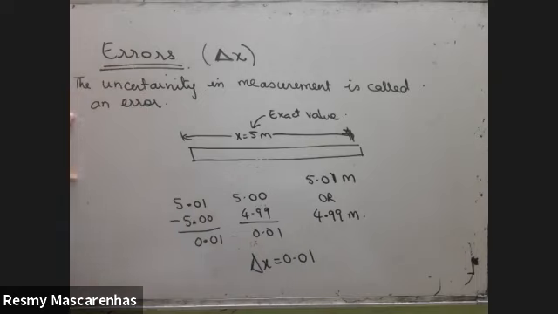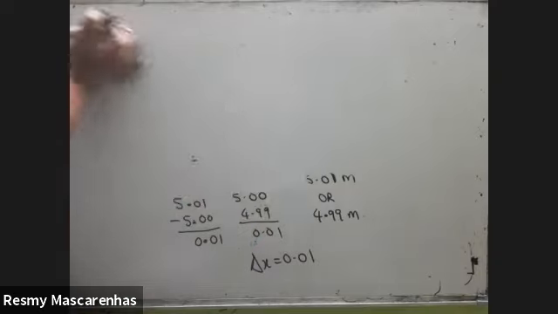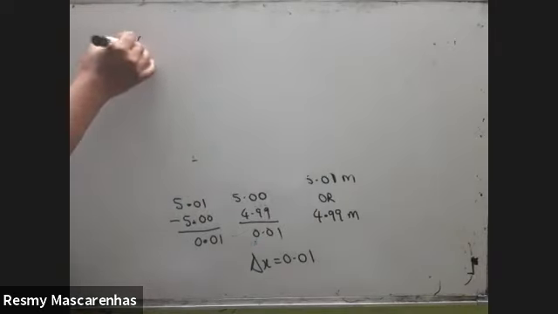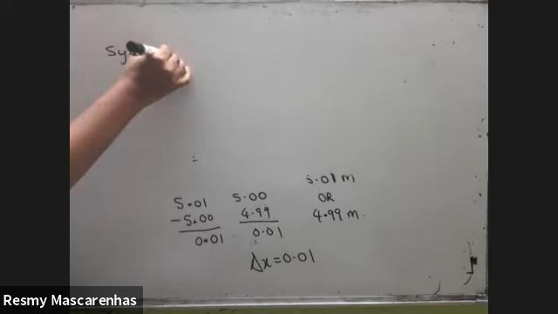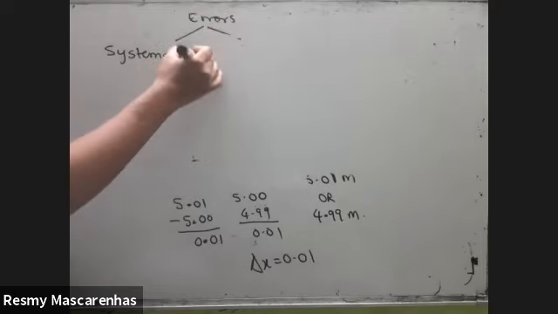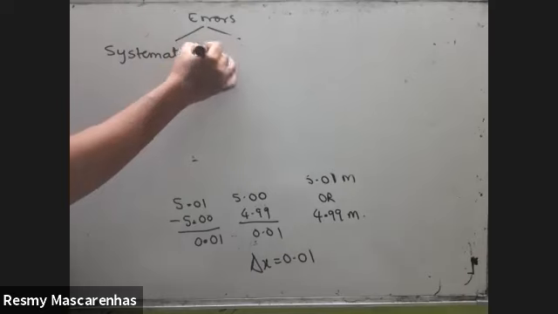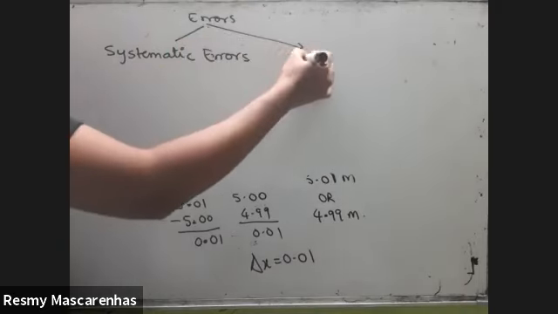Any doubts in this? You know, the basic idea is that any change from the exact value is called error. Now, there are two types of error. One is systematic error, and the other one could be random error.